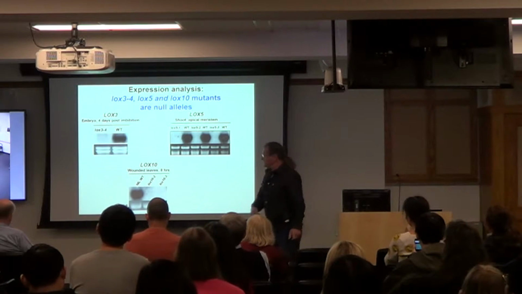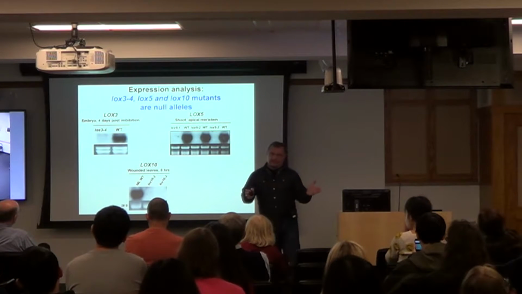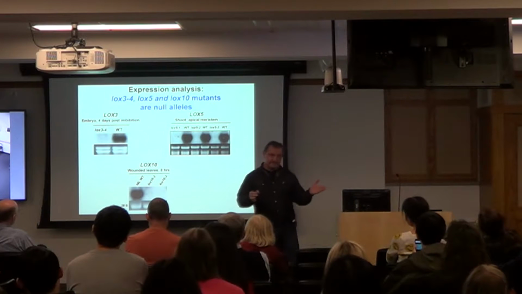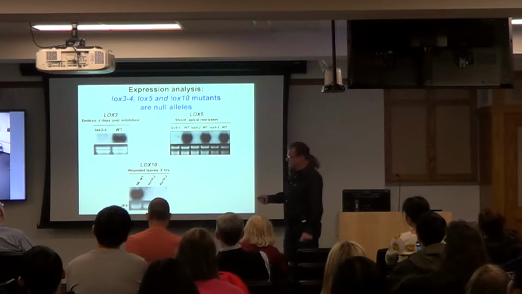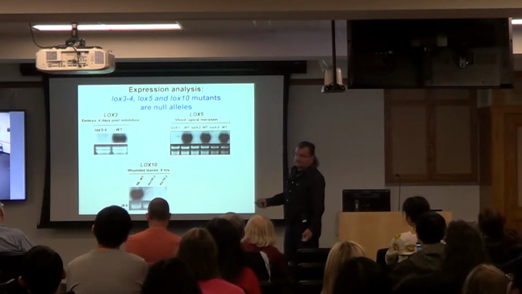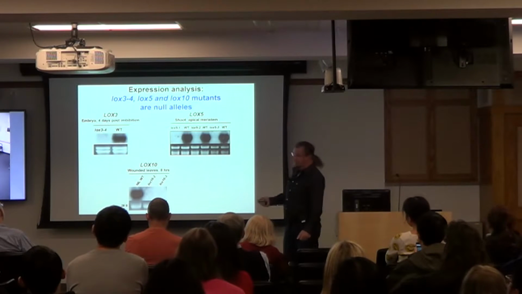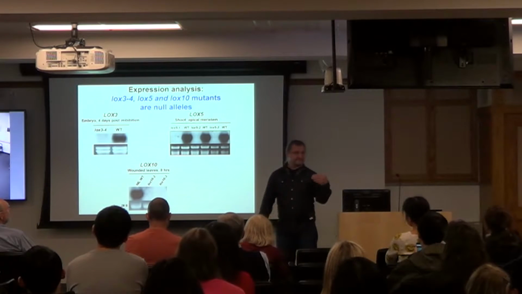Somehow, insertion of mutator elements results in unstable RNA that gets degraded. So we rarely see any transcript using northern blot or RNA-seq now if the insertions happen to be in exons of the genes.